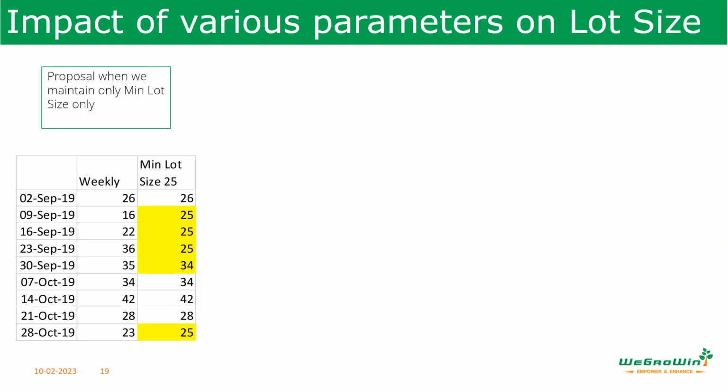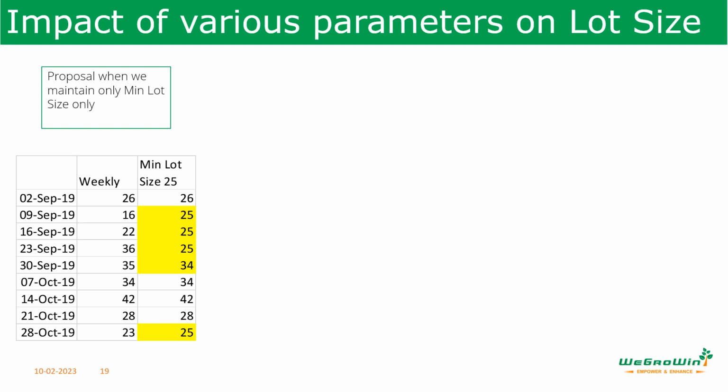Let me explain how the lot size will be worked out when you are using the minimum lot size only. Here the weekly requirements are given like this, on the 2nd, 9th, 16th. The minimum lot size is defined as 25. For the first week, the system takes 26 as 26. But in the second week, instead of 16, the system is giving 25. Why? Because we defined the minimum lot size as 25.